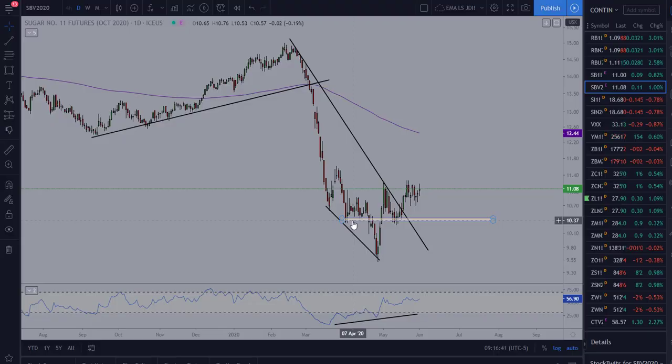Today we're taking a look at October sugar. Technically the front month is July sugar, but we're looking at the October contract to give us a little bit more time to make this play. So we like sugar for a couple reasons. One, from a technical perspective.